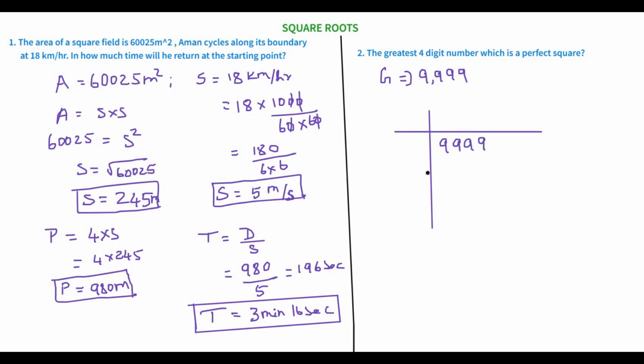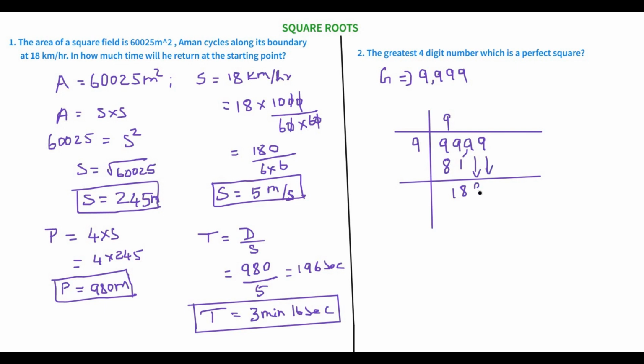9,999. So what is the first step we do? Right, we pair the numbers from the right side. So I'm just pairing it. Now we have a 99. We always write the numbers in square. So the highest square is 9 times 9, which is 81. So now we have got 9 times 9 is 81. Now let's subtract these two. So 99 minus 81 is 18.